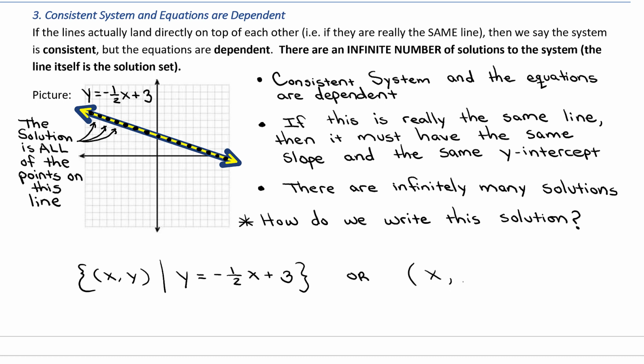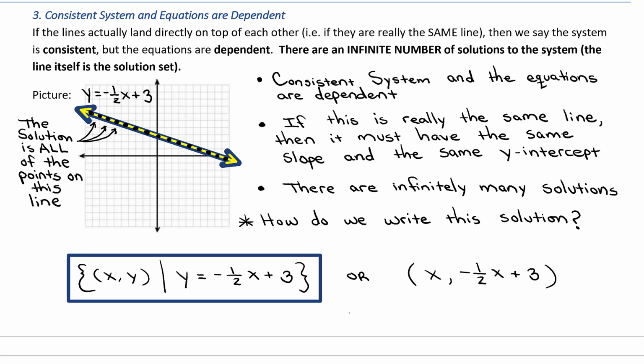Or if we wanted to write the parametric representation of a solution set, we would say it's going to be x comma, and then we would write here -1/2 x plus 3 because this is what y is equal to in terms of x. Either one of these representations would satisfy for writing down the solution set for this particular system if we were asked to solve a system like this.